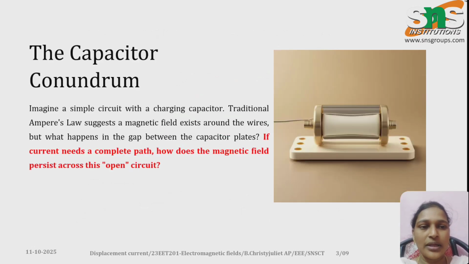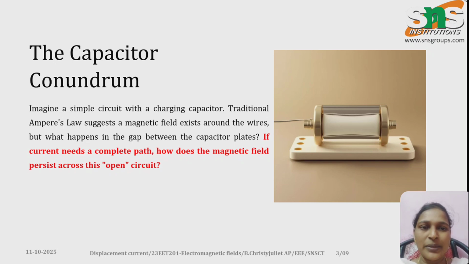Now let's get into a case study. Observe a capacitor that you are charging. Traditionally, Ampere's law suggests that there is a magnetic field that exists around the wires in a closed loop. But what happens in the gap between the capacitor plates?